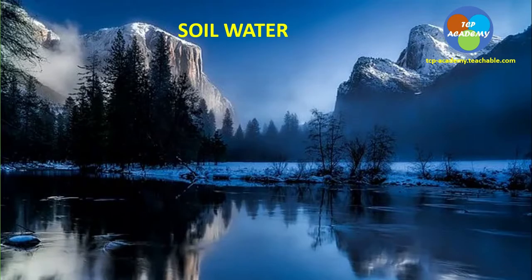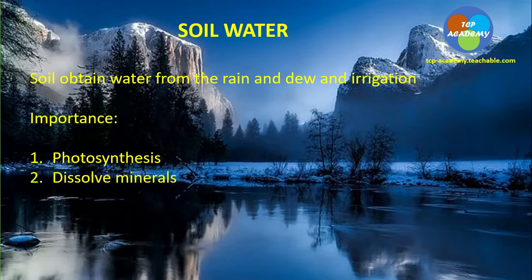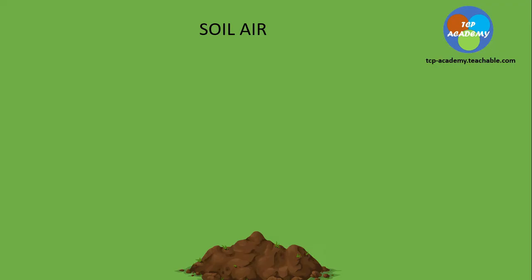Let's look at soil water. Soil obtains water from the rain, dew, and/or irrigation. The importance of the water is that plants use this water for the process of photosynthesis as it dissolves minerals as well. It keeps the soil moist and of course it allows soil organisms to move through the soil pretty easily. It prevents soil organisms from being dried out or from experiencing desiccation, which pretty much means the same thing.